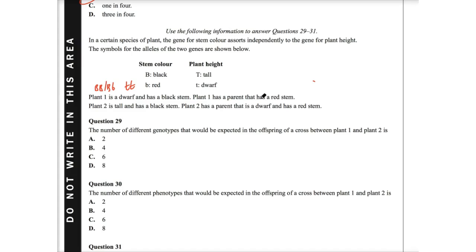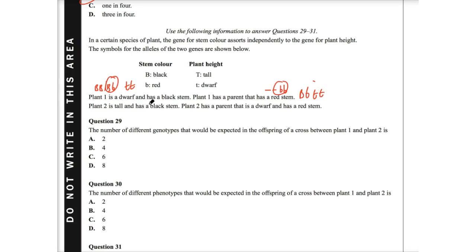Plant 1 has a parent that has a red stem. Therefore, it's dash, little b. What we've extracted from this is that if it's little b, then plant 1 must be heterozygous at that locus, which is big B, little b. So we know that the genotype for plant 1 must be big B, little b, little t, little t.